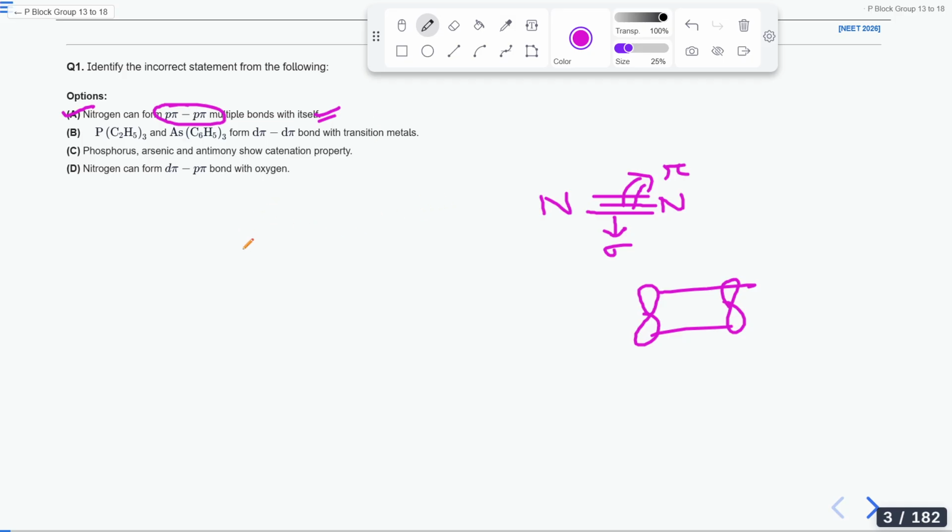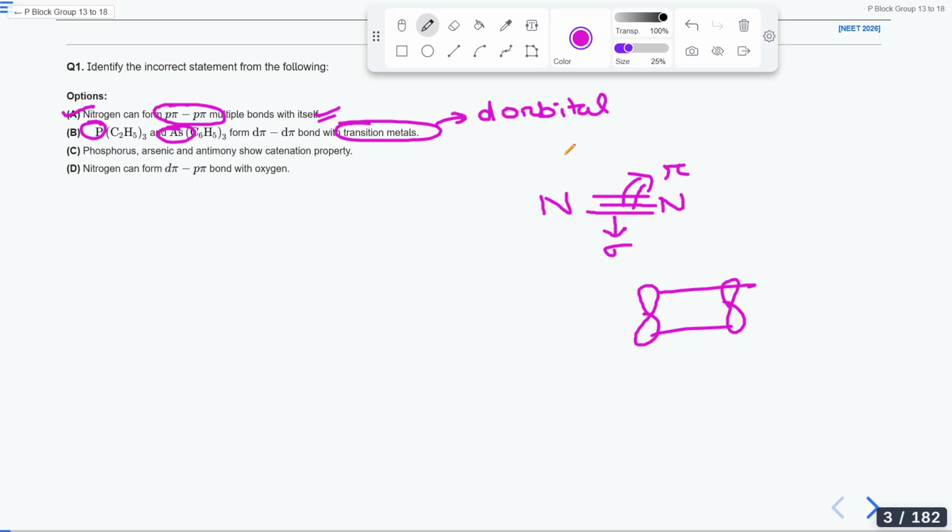Next one, we have phosphorus with (C2H5) whole thrice and arsenic with (C6H5) whole thrice. Then what is the d pi bond condition? You have to tell me how this phosphorus and arsenic can form bonds with the transition metals. Will it be p pi d pi or p pi p pi? We know it for very sure that transition metals means those which have incomplete d orbital.